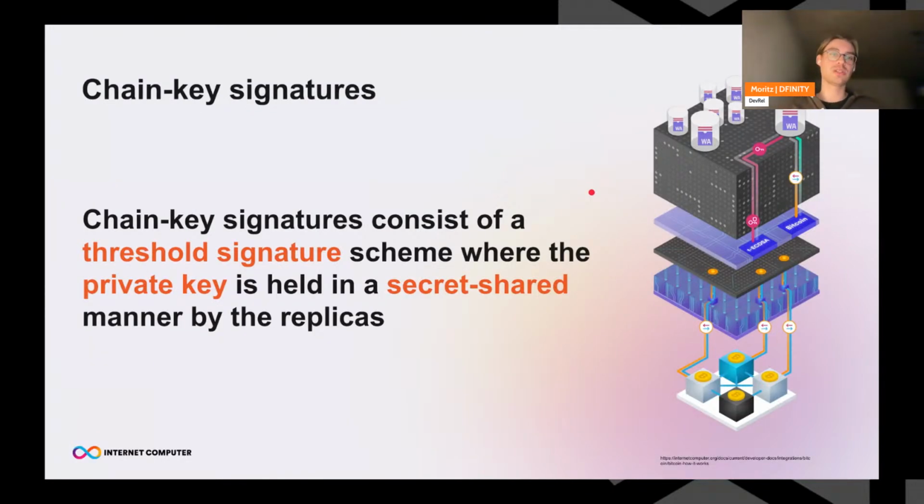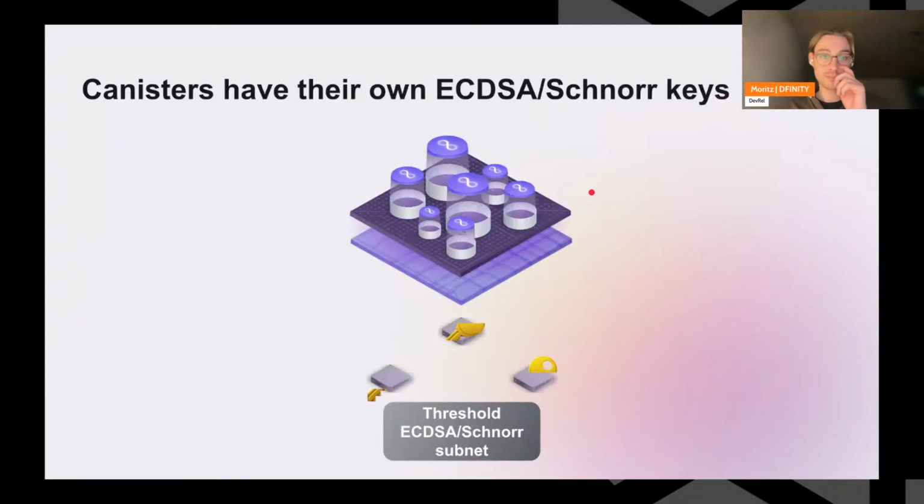All right, so that was the first key building block, how to securely read from and write to Bitcoin. Let's talk about the other key building block, and that is how we can securely sign transactions for the Bitcoin network. And that is enabled by so-called chain key signatures. They consist of a threshold signature scheme where the private key is shared across the nodes of a subnet. Those chain key signatures, we touched on this, come in two different flavors. We have threshold ECDSA and threshold Schnorr signatures.